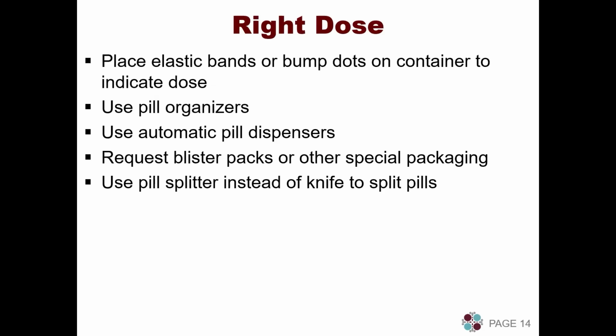Next slide, please. So with the right dose, obviously you want to make sure you're taking the amount that you need to take. And one technique that can be helpful is to place a number of elastic bands or bump dots on the container that correspond to how much of the medicine you're supposed to take. So if you take 2 pills, you put 2 rubber bands around, or 2 elastic bands, or 2 bump dots versus 1. Now, I've also seen that technique used for how often you take the medication, taking it twice a day versus once a day. So you can use that technique for different outcomes.